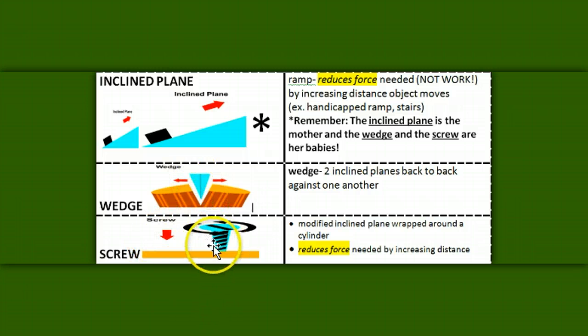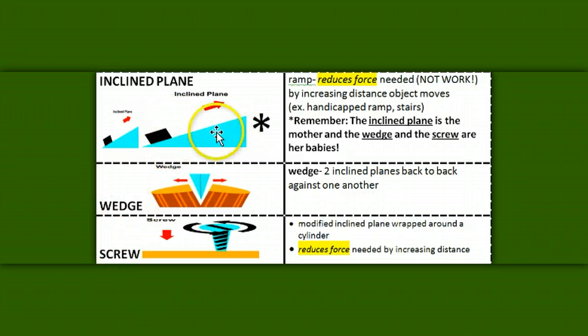Now, if I were to take this and wrap it around a cylinder, I would make a screw. Do you see this inclined plane wrapped around and around? Each of your teachers will demonstrate this with a piece of paper and a cylinder in the next day. So the inclined plane is a mom. And who are her babies? A wedge and a screw.